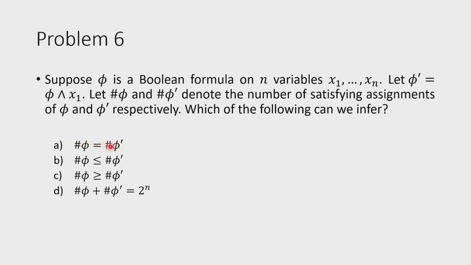Option A: #phi equals #phi prime. Option B: #phi is less than or equal to #phi prime. Option C: #phi is greater than or equal to #phi prime. And option D: #phi plus #phi prime equals 2 to the n. The answer to this problem is that #phi is greater than or equal to #phi prime. Let's see why.